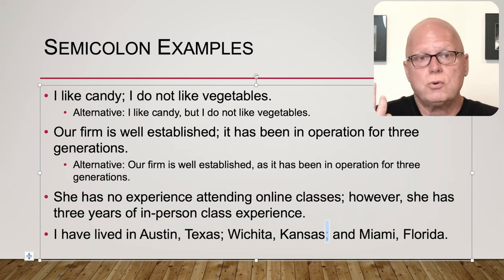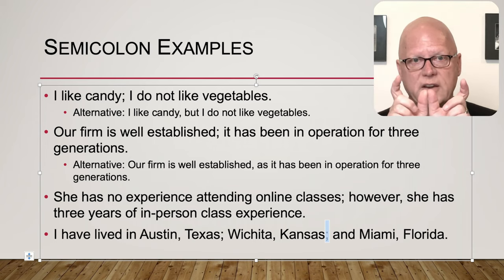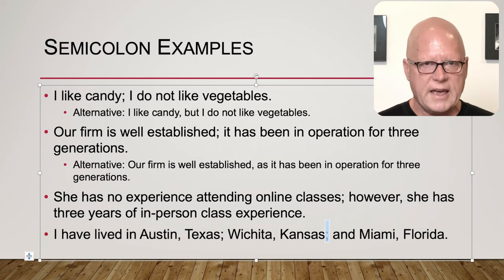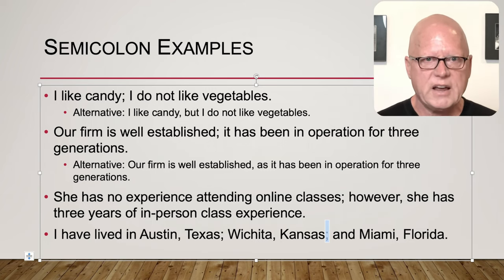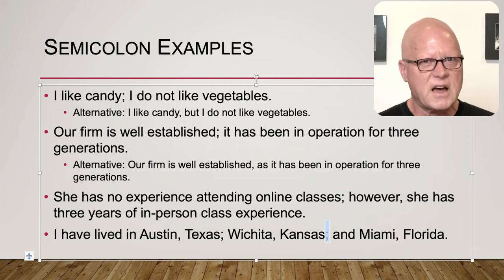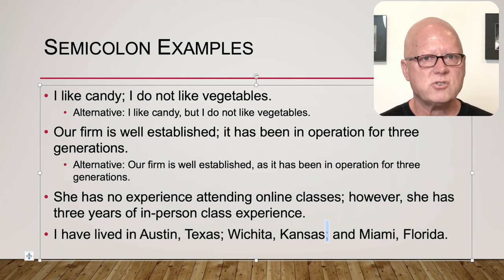And those are the two uses of a semicolon. Joining two independent clauses into a single sentence without the need for a conjunction, and separating items in a list in which at least one of the items in the list has an internal comma.